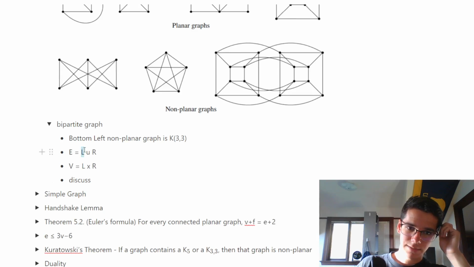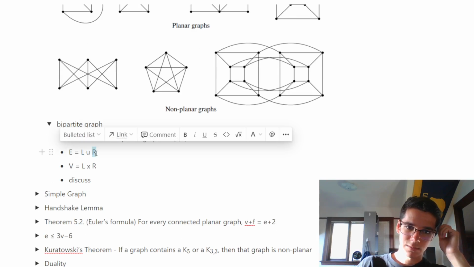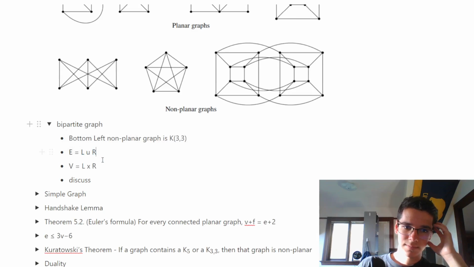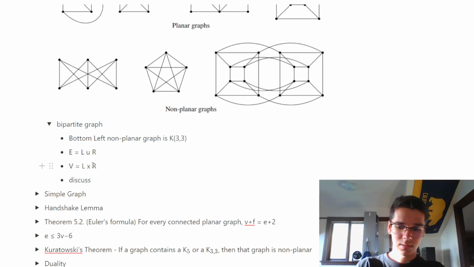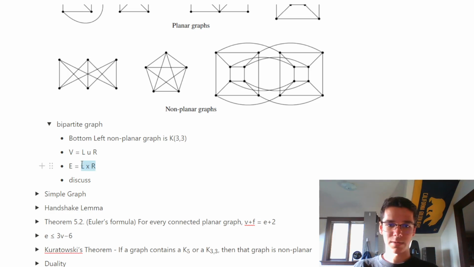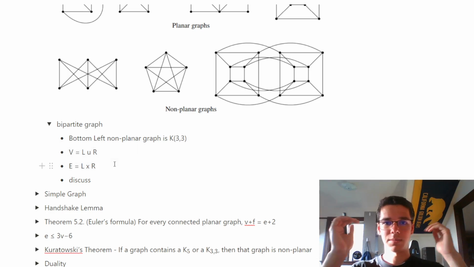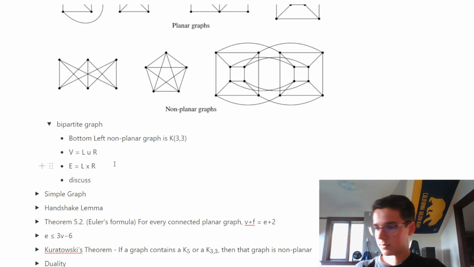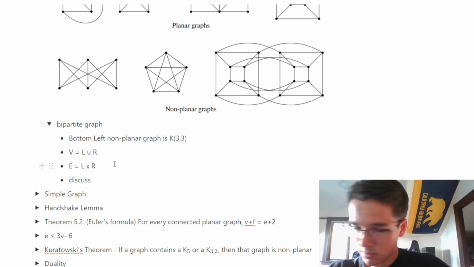So we're going to have this left group of vertices and this right group of vertices. I think it should actually be that. Yeah, that's right. And hopefully this makes sense. This is the union of all of the nodes found in that left set and that right set. And then this is the cross product between elements in the left set and the right set.